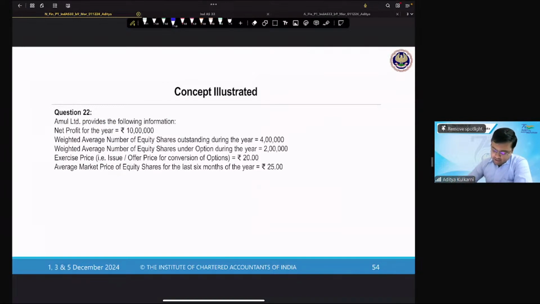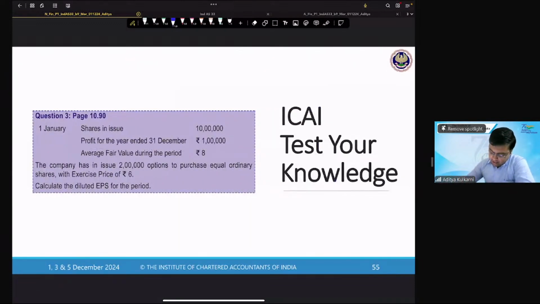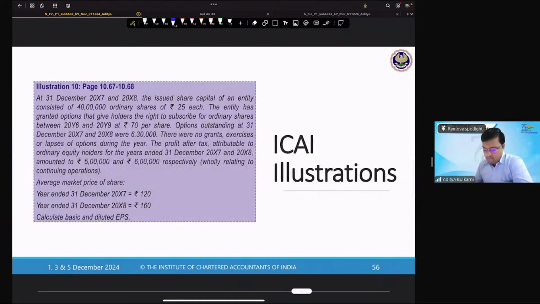Okay. I leave this question to you for homework. Options का है weighted average number of equity shares is 4 lakhs. Weighted average number of shares under option is 2 lakhs. Exercise price is 20. Market price is 25. So you know what needs to be done. So I leave this question to you for homework. And this also you can do for homework. Okay. Shares in issue 10 lakh, profit rupees 1 lakh, average fair value rupees 8, 2 lakh options with exercise price of rupees 6. So this also you can try it out for homework.